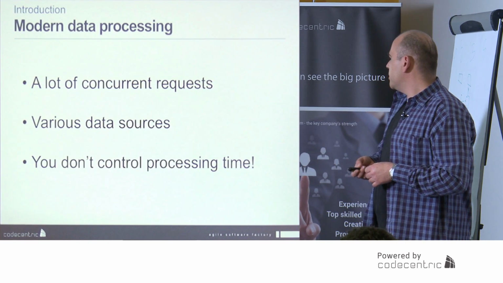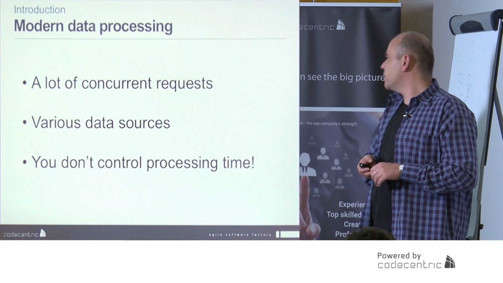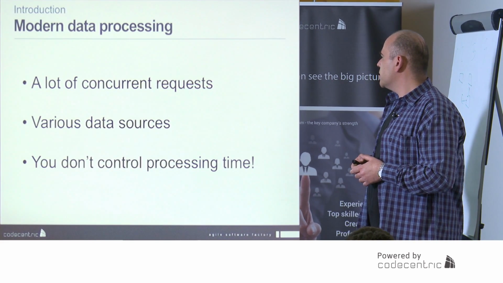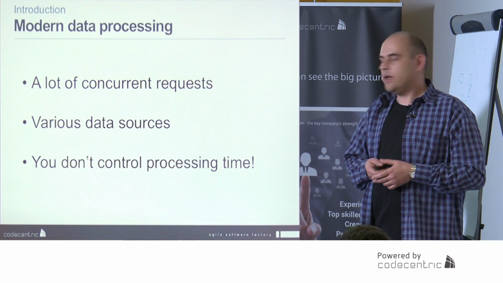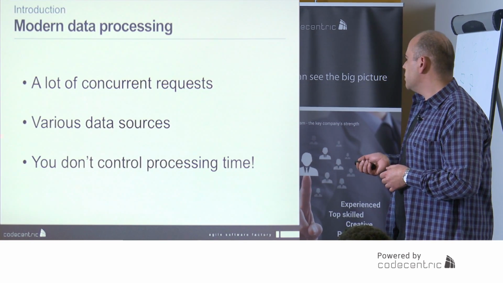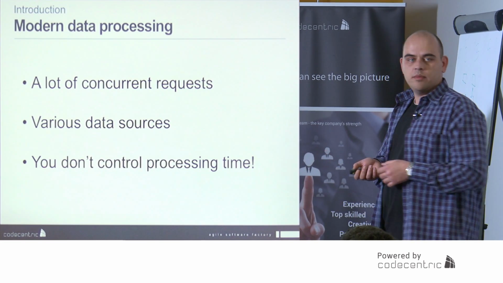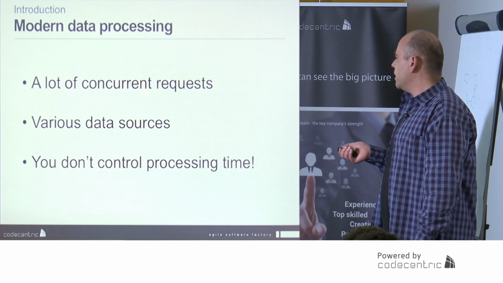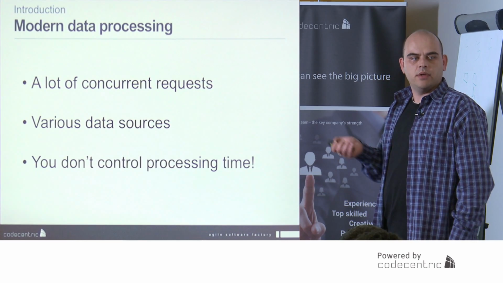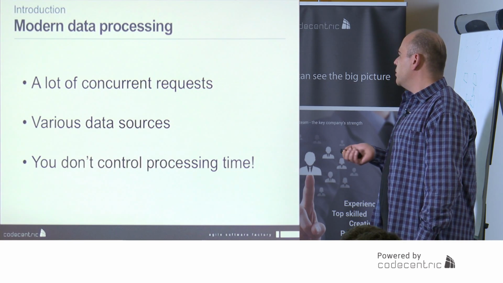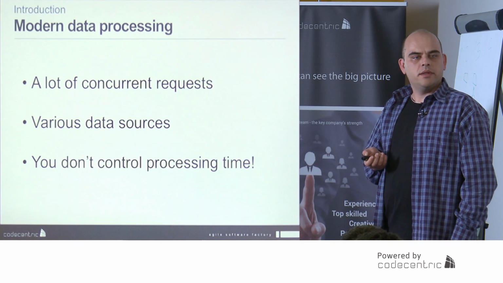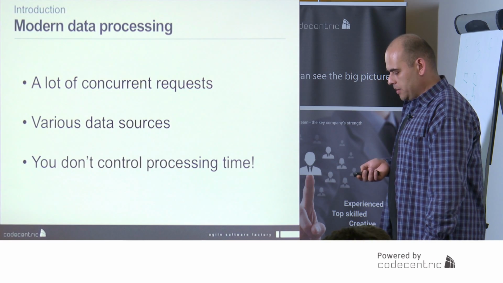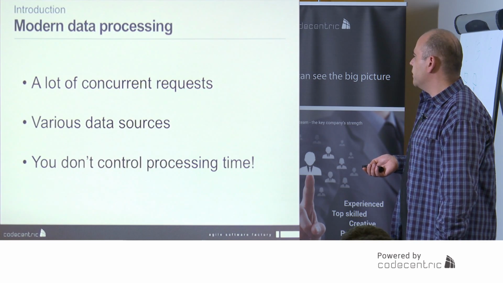However, in modern data processing, the sheer size of the internet and the data available to data centers and companies grew exponentially. So we ended up with a situation where we have a lot of concurrent requests. We use various data sources, and the biggest problem is that you don't control processing time anymore. We cannot do anything about this. It's good that we have a lot of concurrent requests. This is also good because it allows you to have failovers and choose the better data sources. But this is something we must address because it creates huge problems when you want to serve a lot of customers.